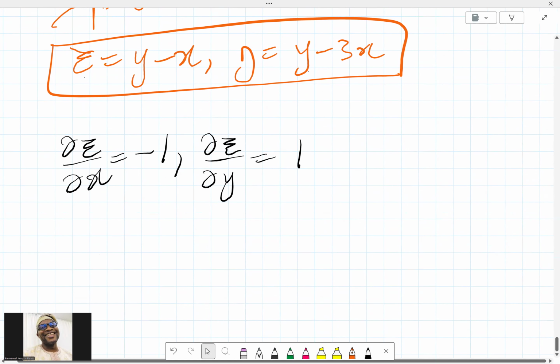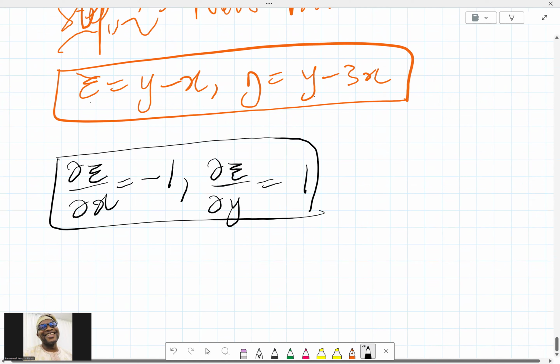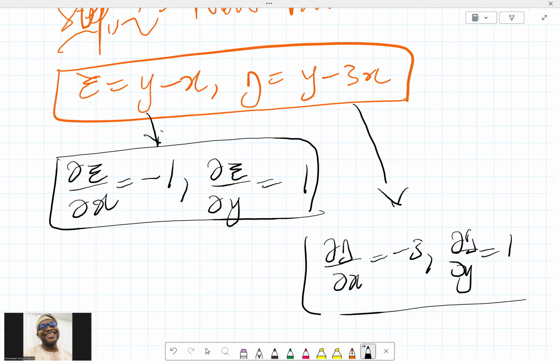That's from here. This one is linked with this. So if we take this one now, partial eta, partial x is equal to minus 3. And then partial eta, partial y is equal to 1. So we have this also. What does that lead us to?